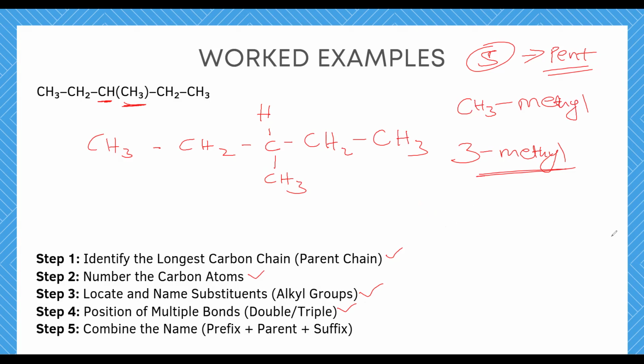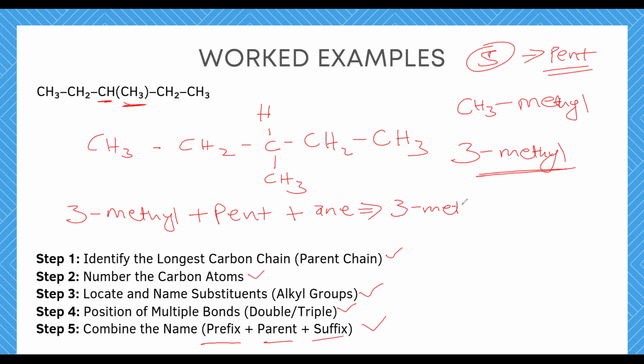So what do we do? We move to the next rule that says combine the name: prefix, the parent name, and the suffix. The prefix belongs to the substituent, and the substituent is 3-methyl. The parent name, which is pent, and then the suffix, which is ane. Adding everything together, we have 3-methylpentane.